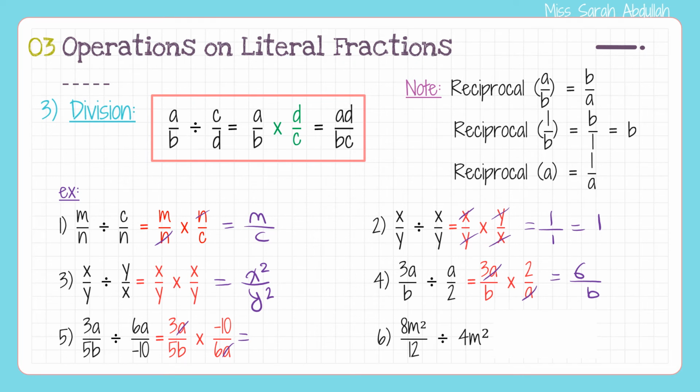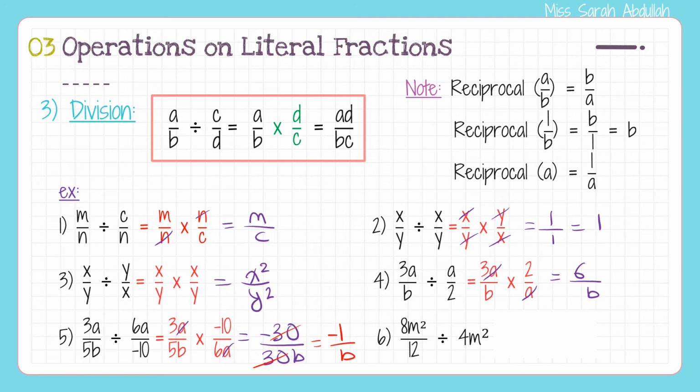So 3 times minus 10, it's minus 30 over 5b times 6. So 5 times 6, it's 30b. Now I can simplify 30 with 30. Okay, we can divide by 30, numerator and denominator, and it becomes minus 1 over b.